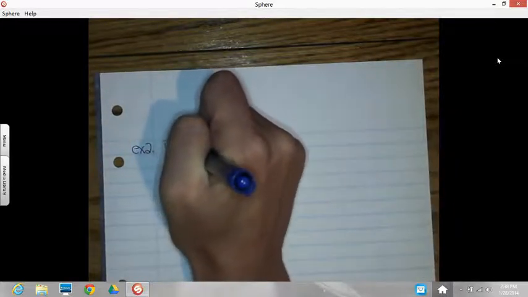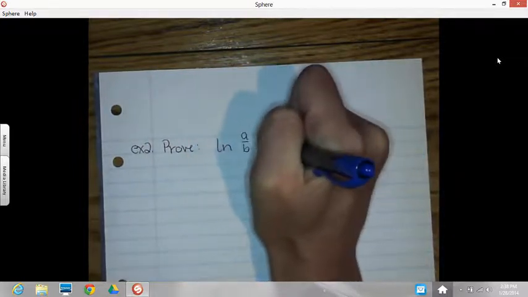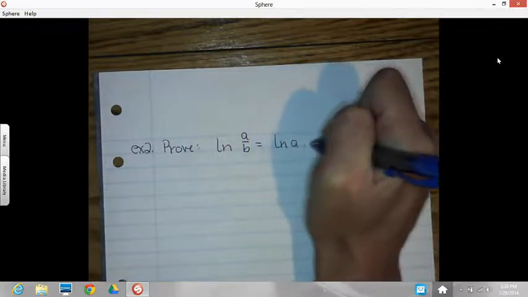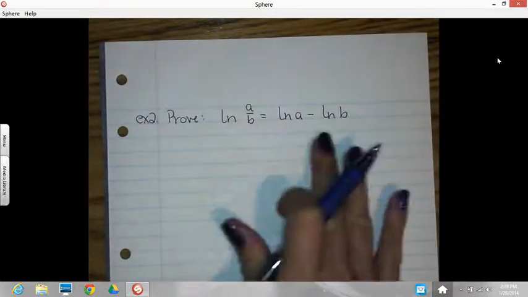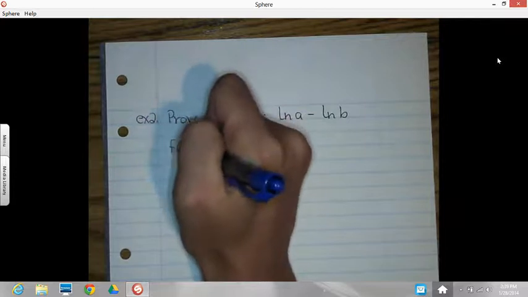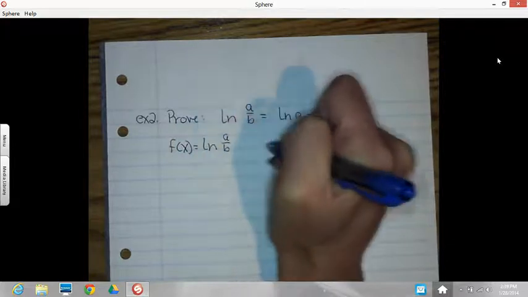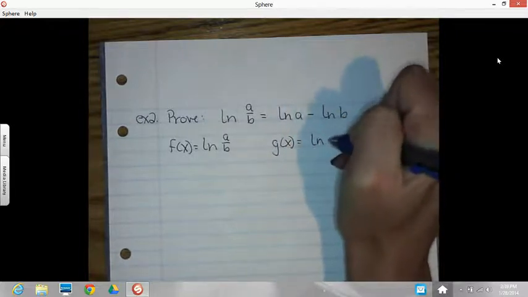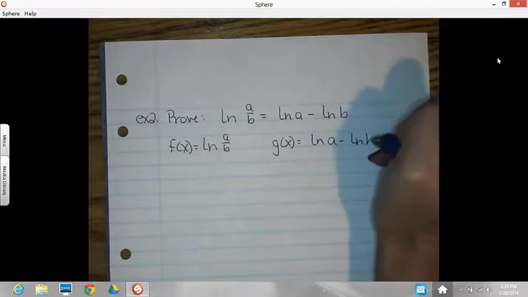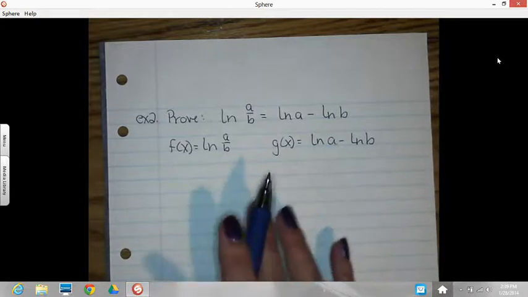Alright, the second property that we're going to prove is that the natural log of a divided by b is equal to the natural log of a minus the natural log of b. So again, first thing we do is we separate this into two separate functions. So I will let f of x equal the natural log of a over b, and I'll let g of x equal the natural log of a minus the natural log of b. Technically, I shouldn't be calling these functions in terms of x because I haven't introduced the x yet. I kind of do that second, but that's okay.